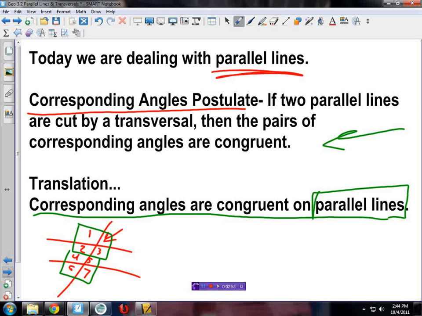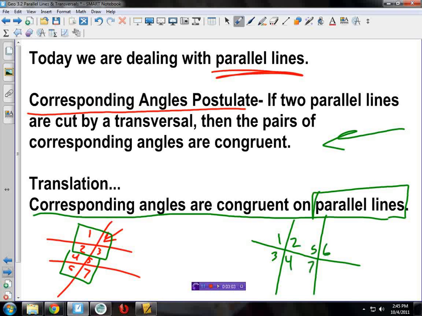Let's try another one. I'll name this 1, 2, 3, 4, 5, 6, 7, 8. All right, now I'm looking at angle number 8. Darren, what's its corresponding angle? 2. No. 4. If we look at 8 and we see two groups of 4, do you guys see two groups of 4 angles? There's a group of 4 on this side and then on this side. Both 4 and 8 are in the lower right-hand angle, right? Okay.